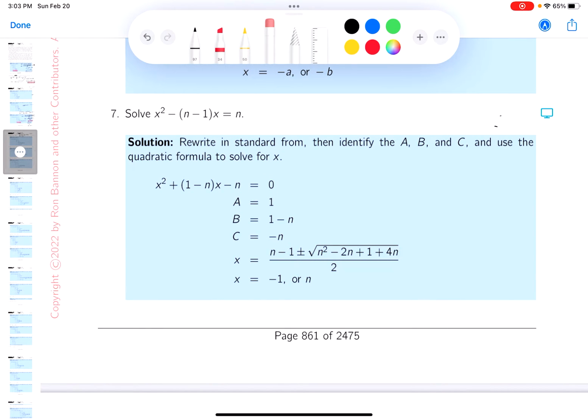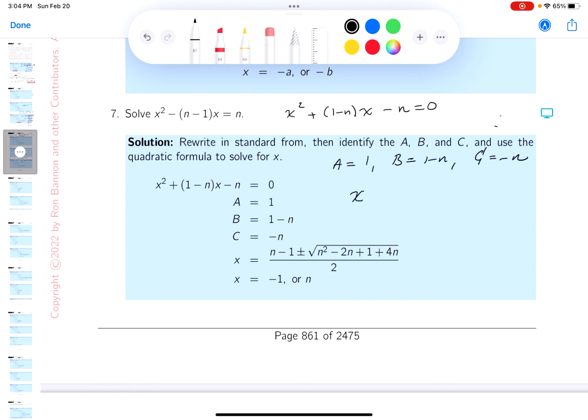Okay, the assumption is we're solving for x. So this is quadratic in x. Let's write down what we're seeing. x squared, and that's going to be minus, I'm going to write it as plus, 1 minus n x, and then minus n equals 0. So the a is 1, the b, and when I say that, I'm writing it down, that means the big A is 1, the big B is 1 minus n, and the c is minus n.